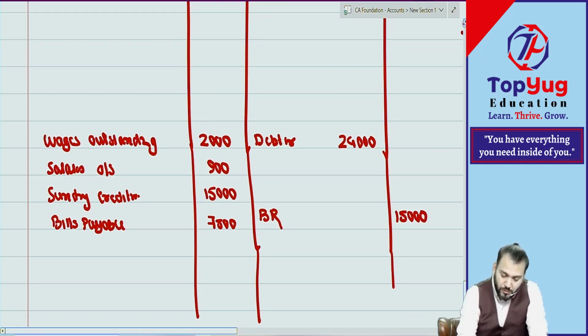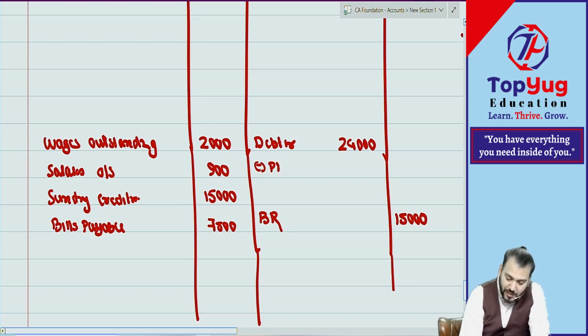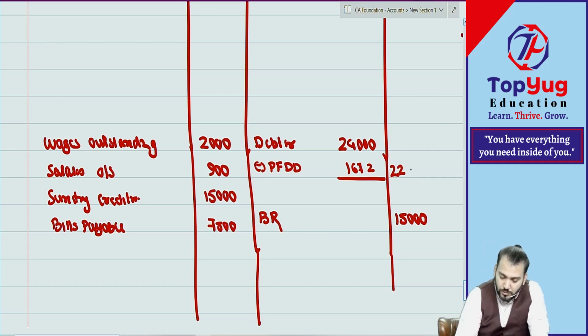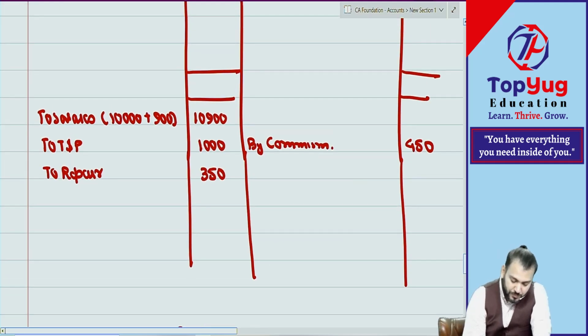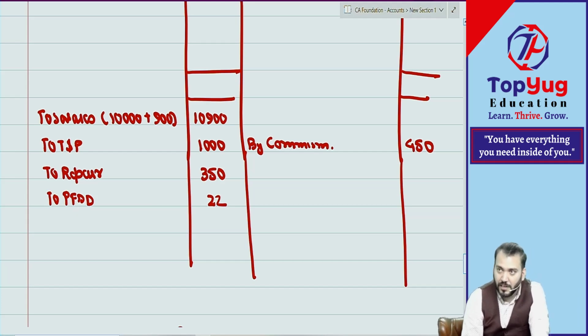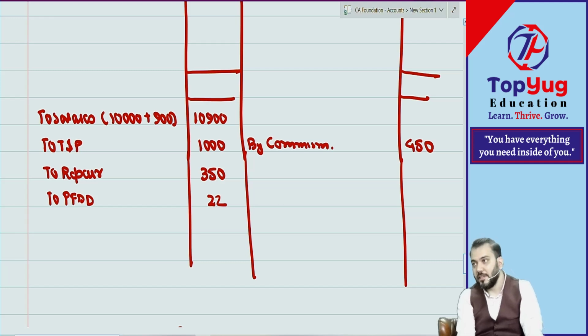Write down 1/6 less debtor less provision for doubtful debt. 1,672. What is the net amount? 22,328. And 22 will go where? So 2 provision for doubtful debt. In exam you don't write PFDD, huh? I can write, you can't write. Correct? 2 provision for doubtful debt, write down full. Understood? Simple. Then what?